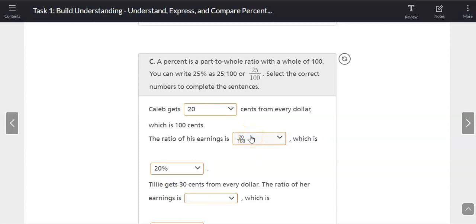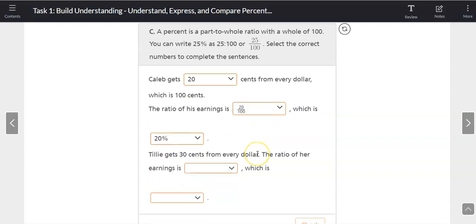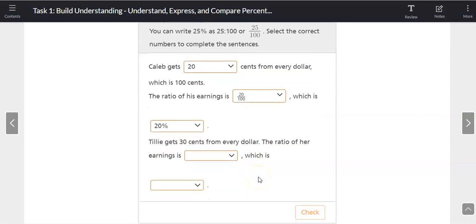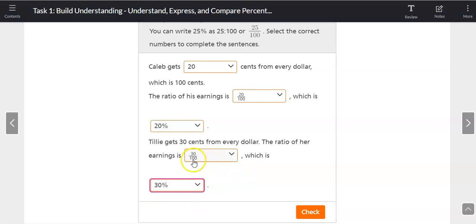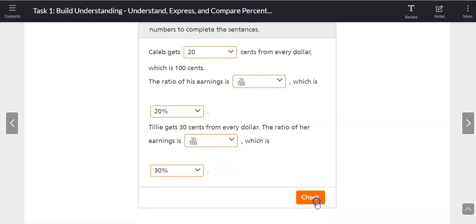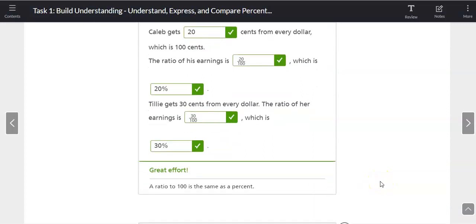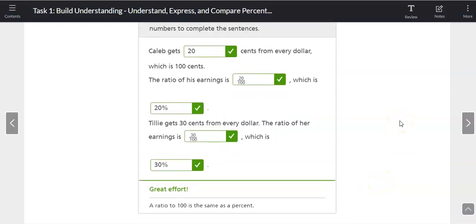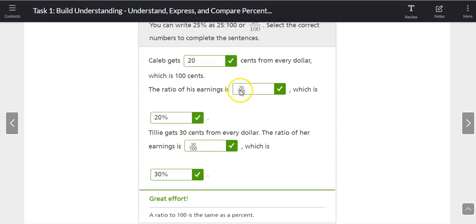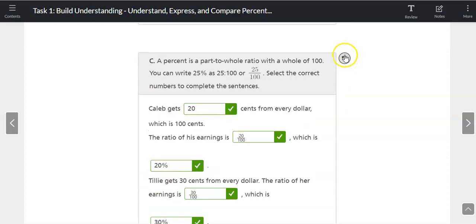Any number over 100, that's going to be your percent. Tilly gets 30 cents from every dollar. The ratio of her earnings is 30 over 100, which is 30%. Anytime a number is over 100, that is the percent. So a ratio to 100 is the same as a percent. Anytime a number is on top of 100, that's going to be the percent. So like on a test, if you got 90 out of 100, you scored a 90%.